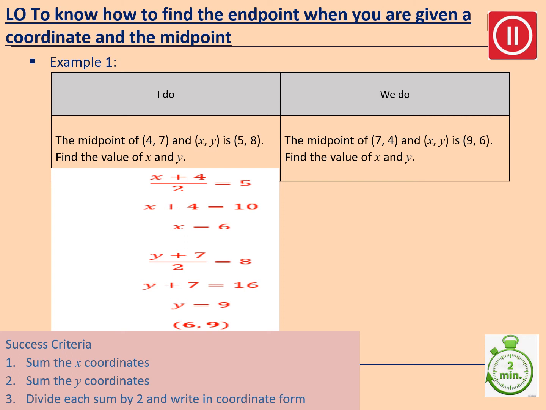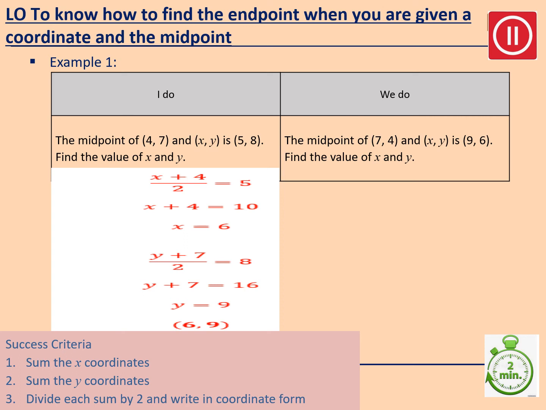Okay, so let's have a look at this one. So we've got a midpoint of 4, 7, and one of the endpoints of 5, 8. We're looking for the other endpoint. So if we take the formula (x plus x1) over 2 equals 5, let's substitute that in. (x plus 4) divided by 2 equals 5. Now we need to get x by itself, so we multiply both sides by 2, so x plus 4 equals 10.